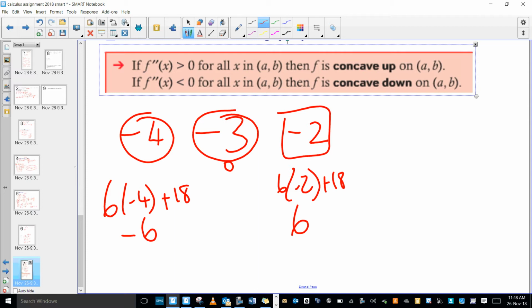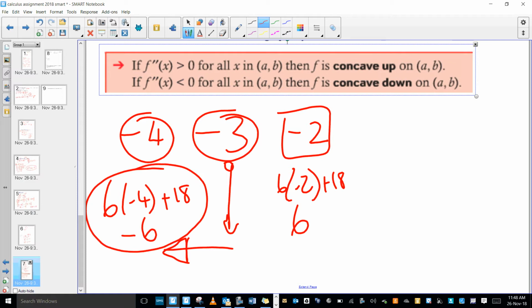So it must mean that any values to the left of negative 3, in other words less than negative 3, would give you a negative value for the second derivative. That means that we're looking for x is less than negative 3. You cannot say or equal to, because we know that when x is negative 3, our second derivative is 0, and we need to have it as less than 0. Okay?